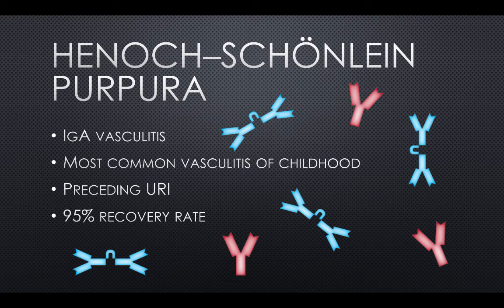As you might have guessed, this patient has Henoch-Schonlein purpura, or HSP for short, also known as anaphylactoid purpura or purpura rheumatica. HSP is an IgA vasculitis of the small vessels. It is also the most common vasculitis of childhood. Almost always, HSP is preceded by a URI. 95% have complete recovery after 3 to 4 weeks.